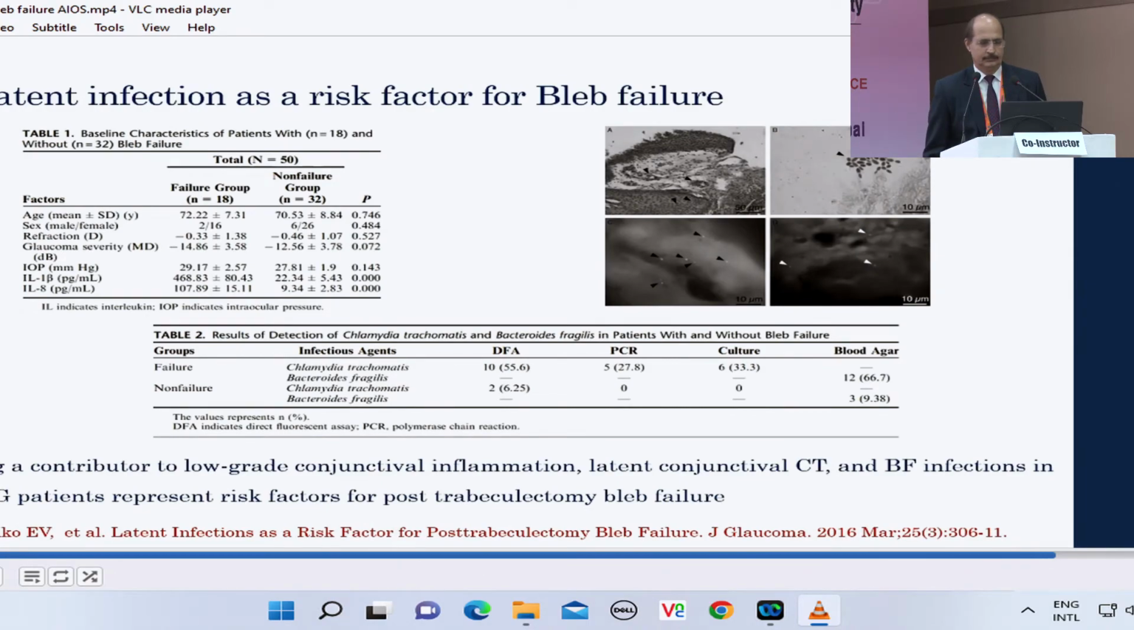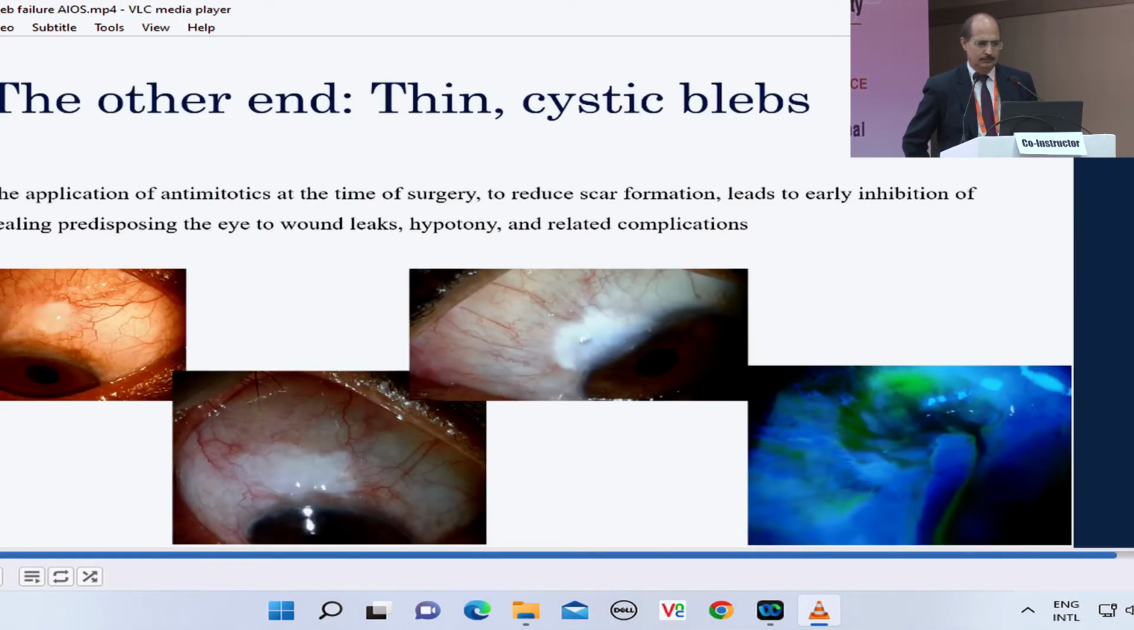And this was another interesting article which found that the latent infections caused by Chlamydia trachomatis and Bacteroides fragilis were significantly high in the patients who developed bleb failure compared to the other patients who did not have bleb failure. So these low-grade infections in POAG patients may present as a risk factor for post-trabeculectomy bleb failure. And looking at the other end of the spectrum, the thin cystic blebs: the application of antimitotics at the time of surgery, which we usually do to reduce the scar formation, leads to early inhibition of healing, thereby predisposing the eyes to wound leak, hypotony and related complications, ultimately causing bleb failure.